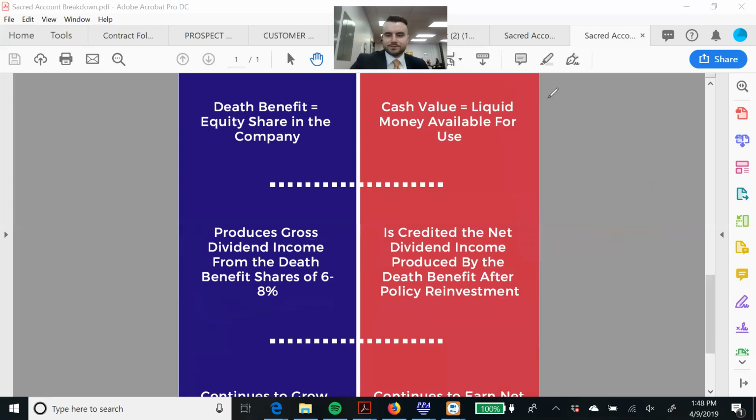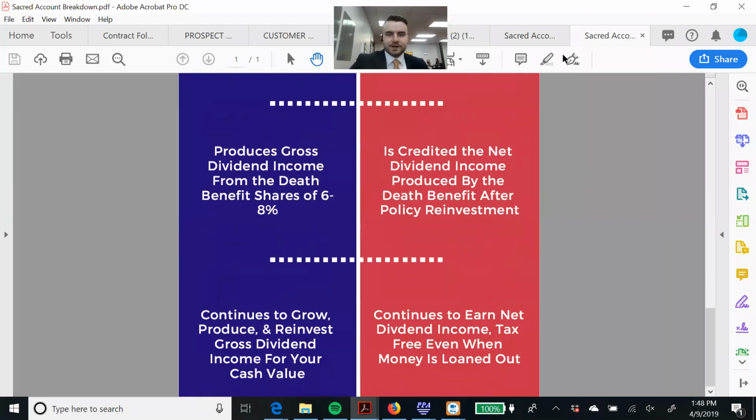All right. Now, the next thing we're going to see here is further stages of the policy. Okay. So the policy will continue to grow. You will continue to produce a dividend. You will continue to reinvest that dividend. You'll continue to produce an income on top of your cash value as a crediting system. And on the cash value side, the cash value will continue to earn the net dividend income tax-free, even when the money is loaned out. Okay, so even when your money is loaned out.